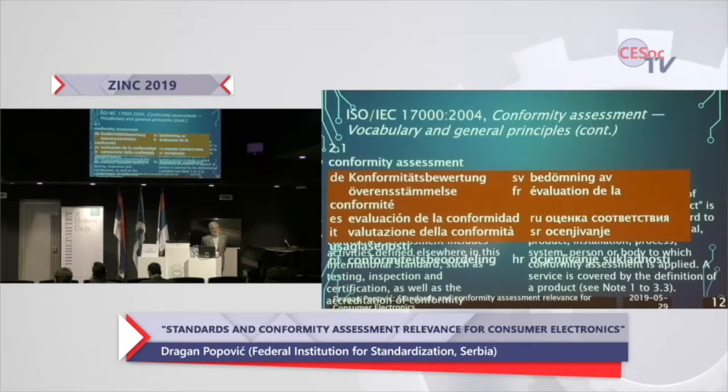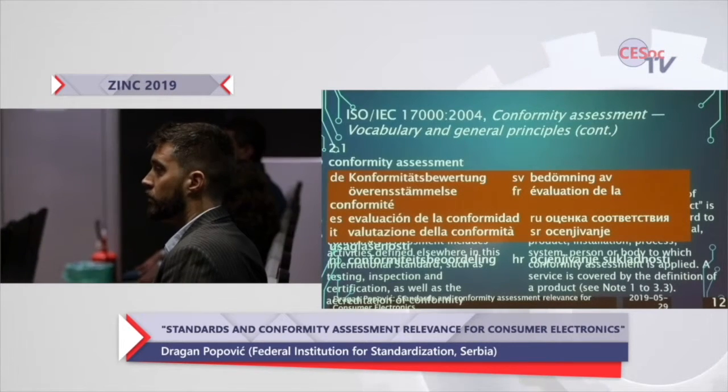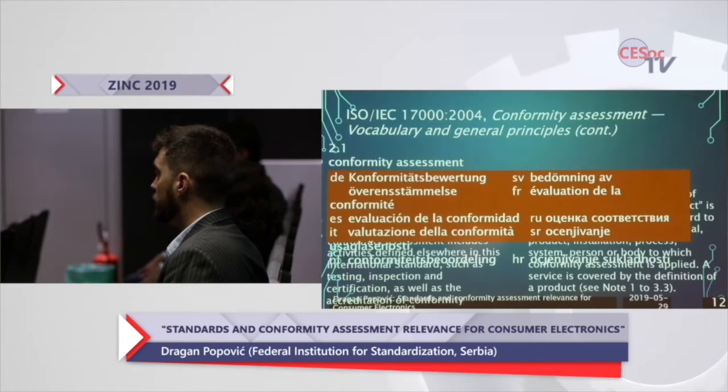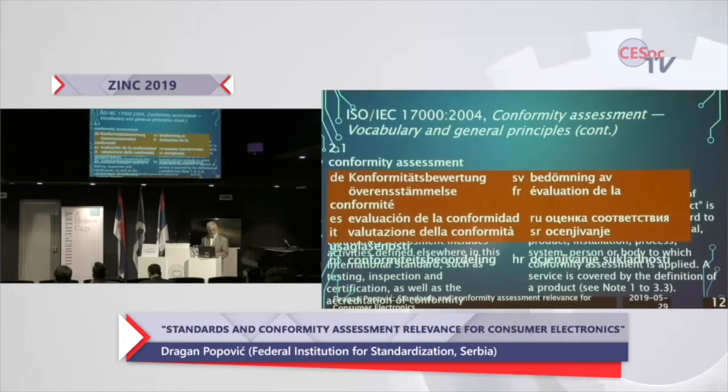The translation of this conformity assessment standard into a few languages: the standard is basically in three languages, English, French, and Russian, and in five languages only the terms are translated. Spanish, German, Italian, you see. Serbian is ocenjivanje usaglašenosti. Croatian, ocenjivanje sukladnosti, and so on.